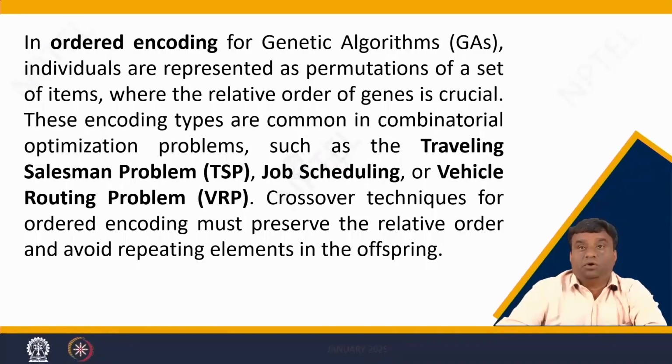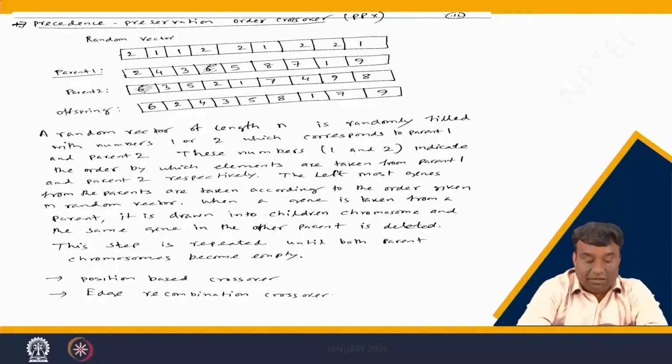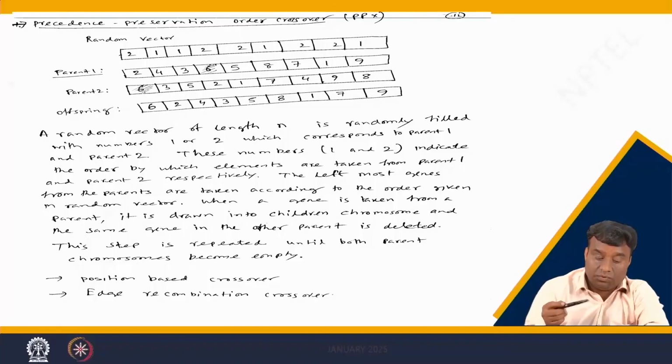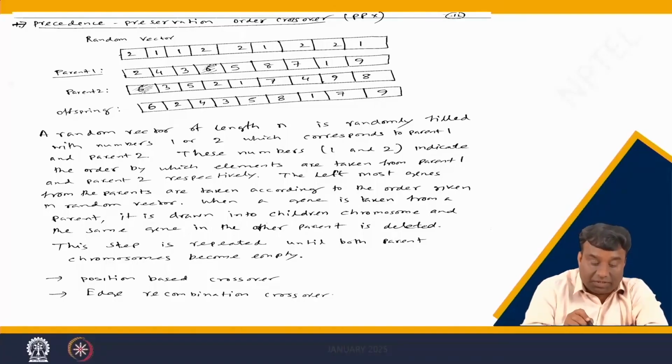There are many types of crossover technique for ordering encoding. First one is precedence preserving order crossover, or PPX. In this crossover technique, there is a random vector of length n, randomly filled with the numbers 1s or 2s, where 1 corresponds to parent 1 and 2 corresponds to parent 2. These numbers indicate the order by which the elements are taken from parent 1 and parent 2 respectively.